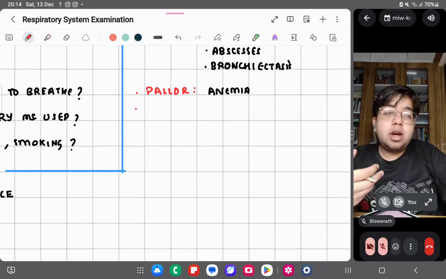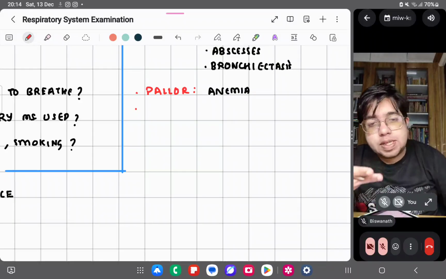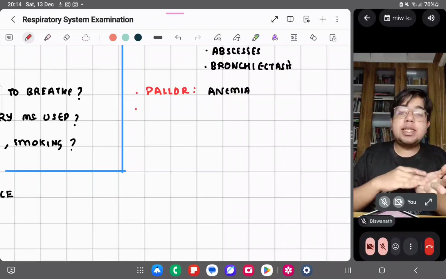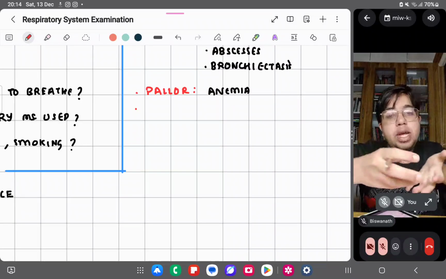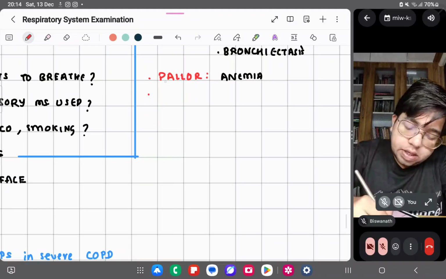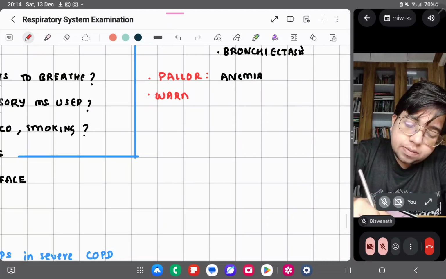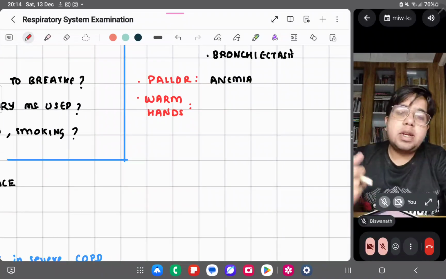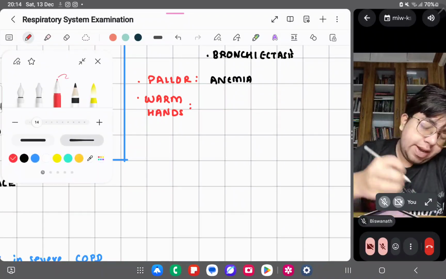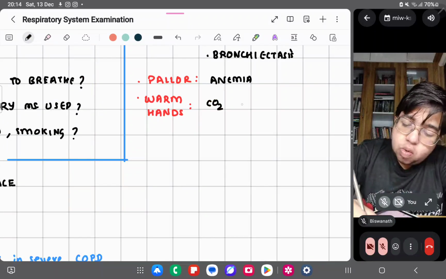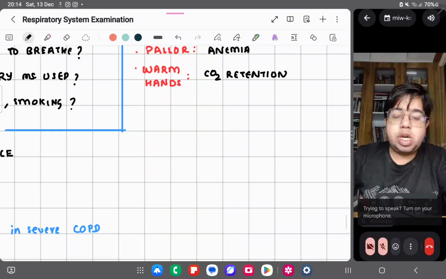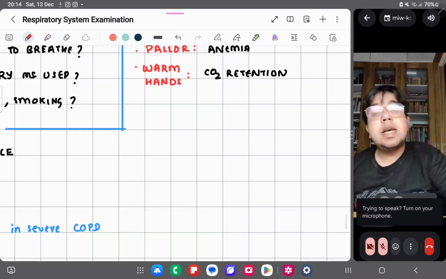But what is the basic thing? If there is retained CO2, then the extremities will be warm because there is more cooling of the blood in the extremities, right? So warm hands. You can say well perfused hands, warm hands, whatever you can tell. This will indicate a sort of CO2 retention.